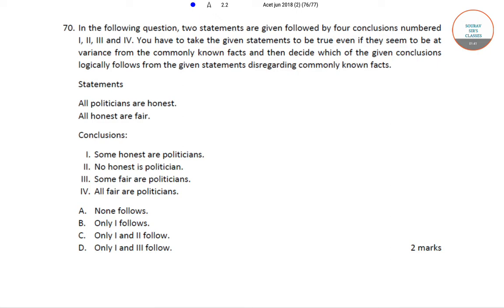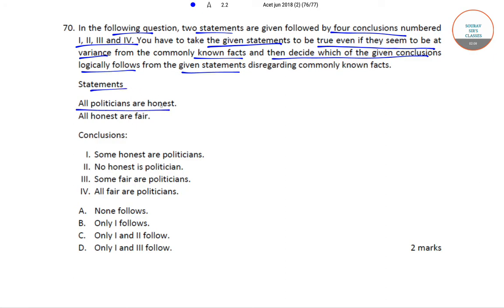The next question is, in the following question, 2 statements are given followed by 4 conclusions, numbered 1, 2, 3 and 4. You have to take the given statements to be true even if they seem to be at variance from the commonly known facts and then decide which of the given conclusions logically follows from the given statements disregarding the commonly known facts.